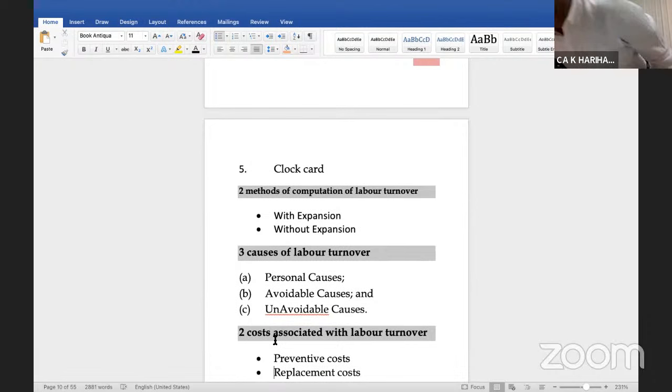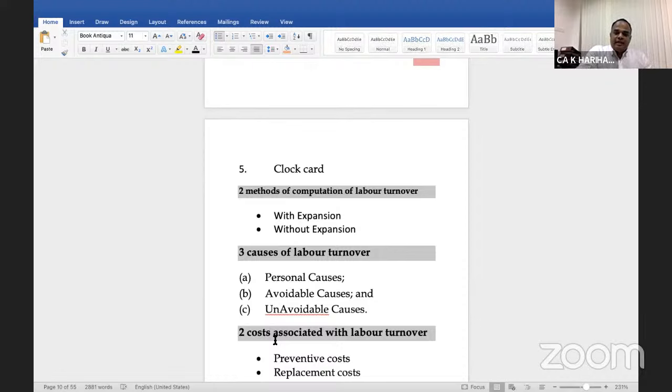So these are all the reasons behind what? Labor turnover. The reasons can be broadly classified into three types: personal causes, avoidable causes, and unavoidable causes. These are the three causes for labor turnover.